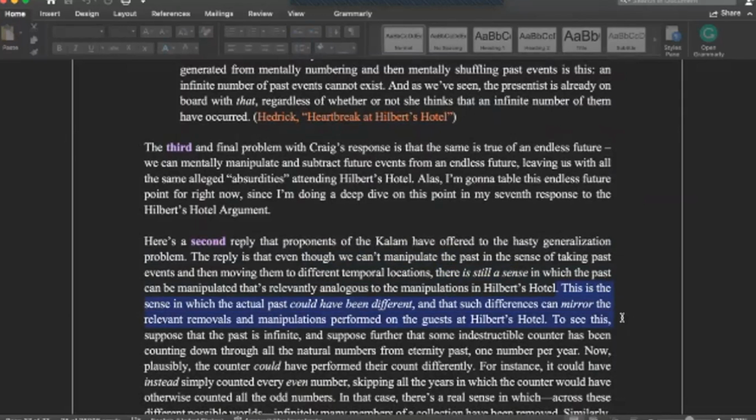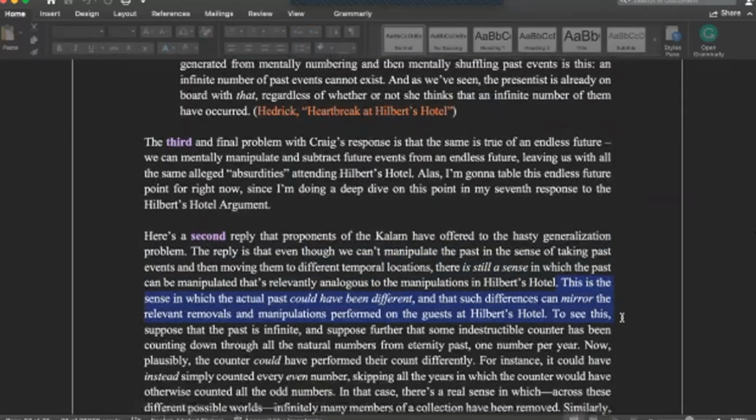To see this, suppose that the past is infinite, and suppose further that some indestructible counter has been counting down through all the natural numbers from eternity past, 1 number per year. Now, plausibly, the counter could have performed that count differently. For instance, it could have instead simply counted every even number, skipping all the years in which the counter would have otherwise counted all the odd numbers.